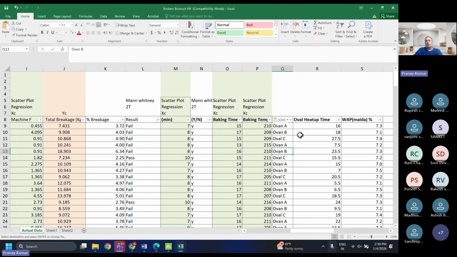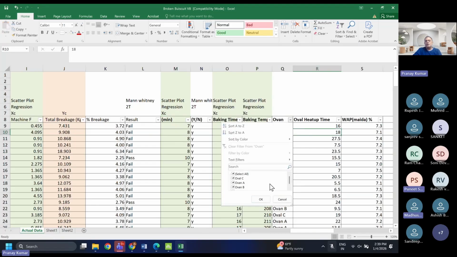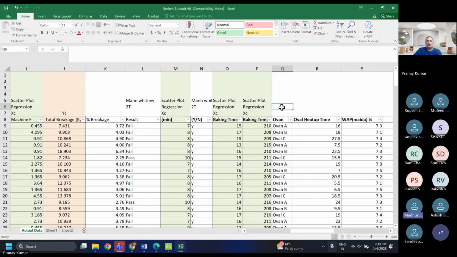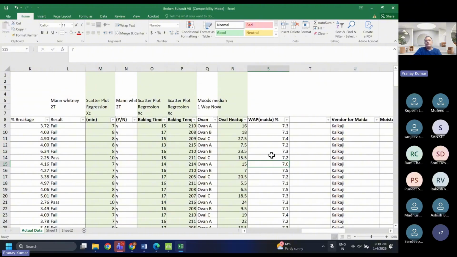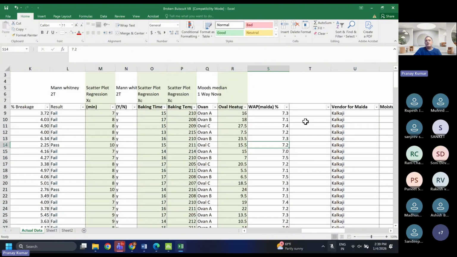Next, I have oven. How many ovens do I have? One way ANOVA, alternatives modes median. Oven heat up time. Time again continuous. Scatter and regression. Percentage data should not be used. You will have to convert this into pass fail.